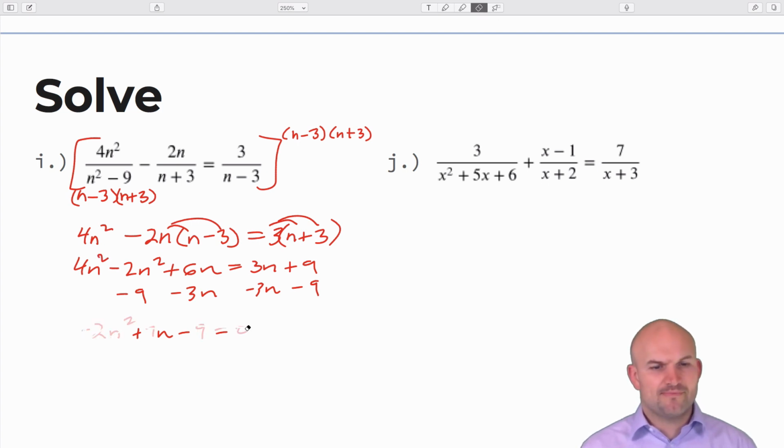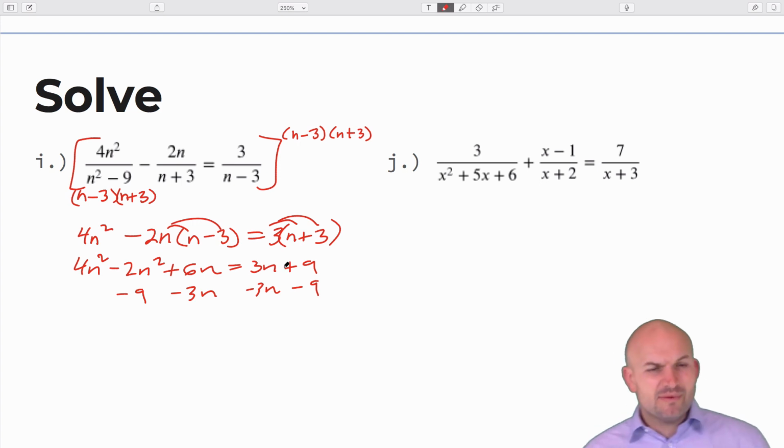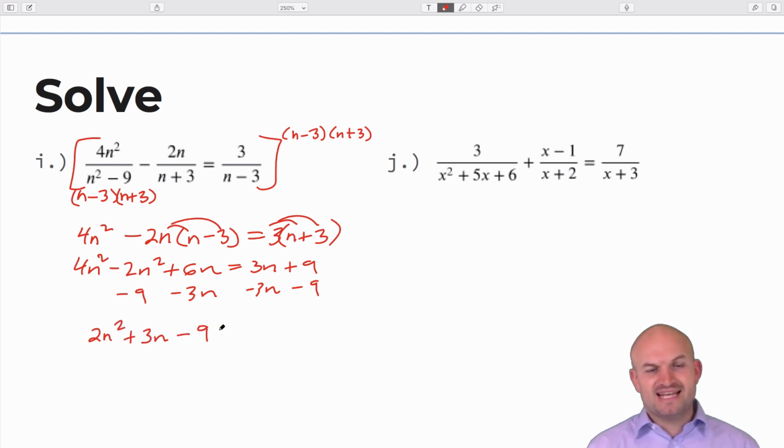I forgot to put the square there. Because I was like, I remember doing this problem. I don't remember having that as the example. So 4n squared minus 2n squared is a positive 2n squared. That becomes a plus 3n minus 9 equals 0.